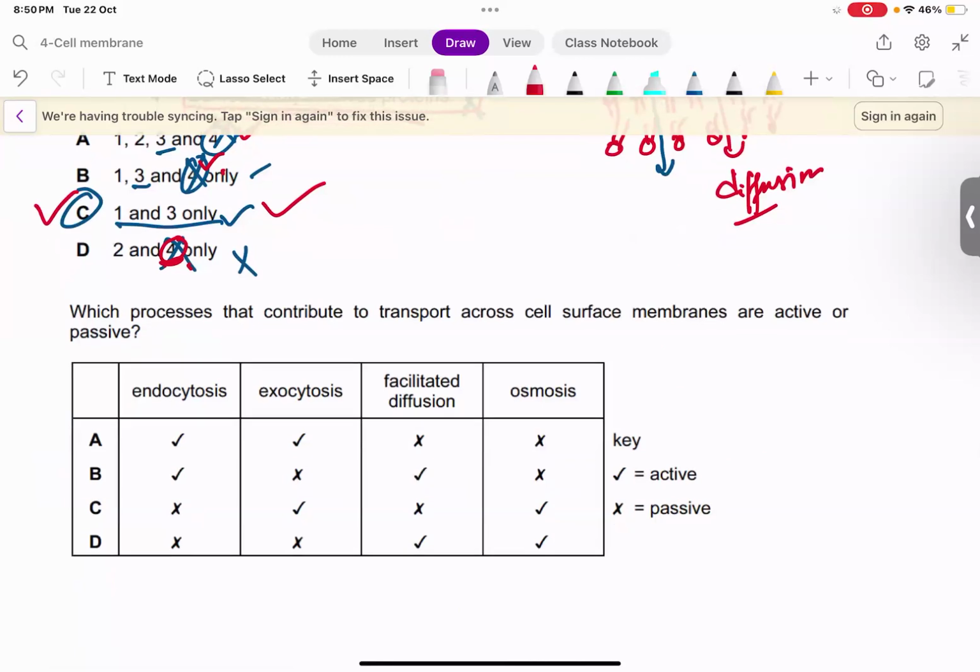Which processes that contribute to transport across cell surface membranes are active or passive? Endocytosis and exocytosis are active processes. Facilitated diffusion doesn't involve energy. Osmosis doesn't need energy. So this should be a correct choice. A is the correct choice.